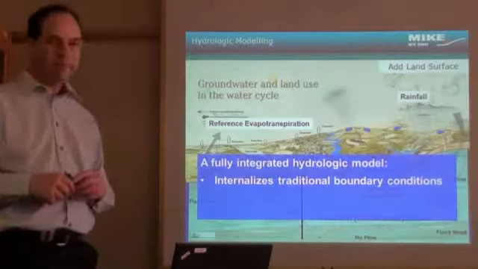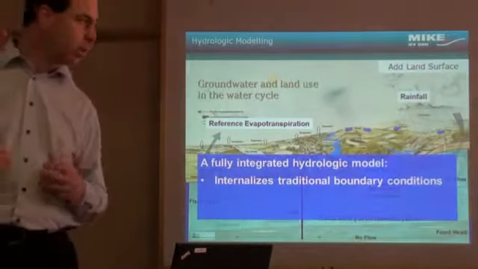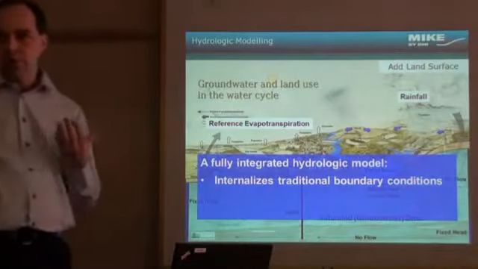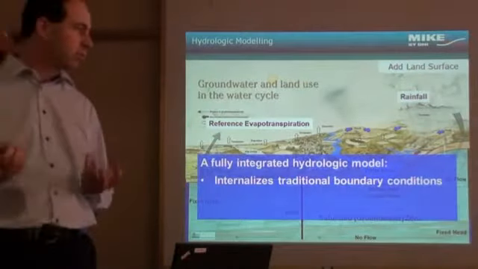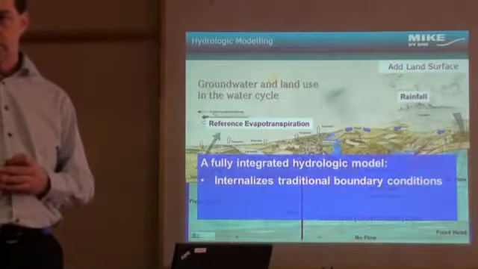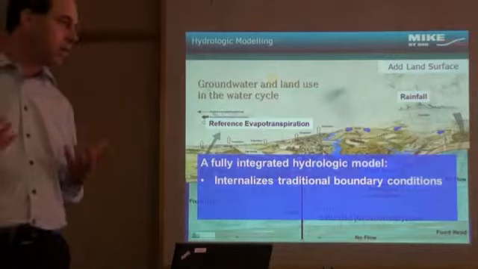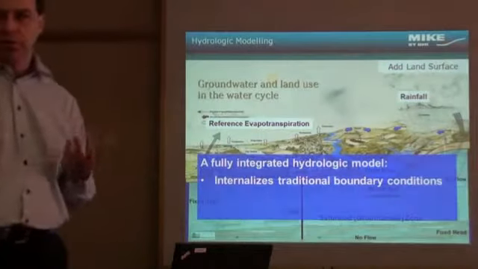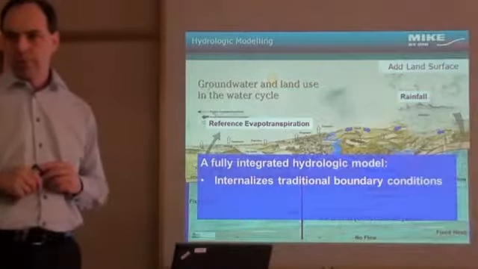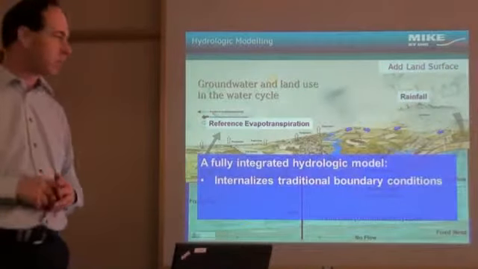So, if we're building a fully integrated catchment model, or a fully integrated hydrologic model of a system, what we're doing is we're internalizing the traditional boundaries of a surface water model and a groundwater model. We're letting the model calculate those boundary conditions, and we're using the model to relate external inputs into those internal boundary conditions.